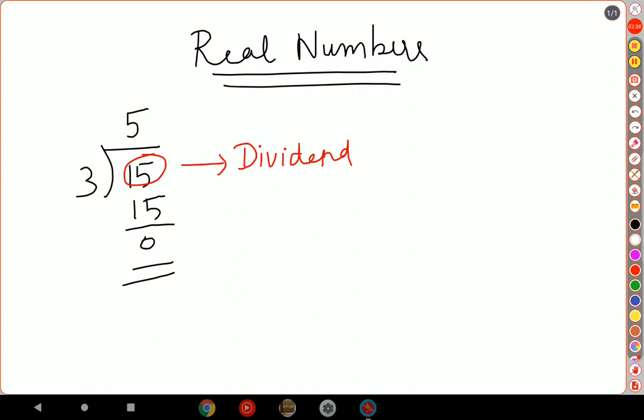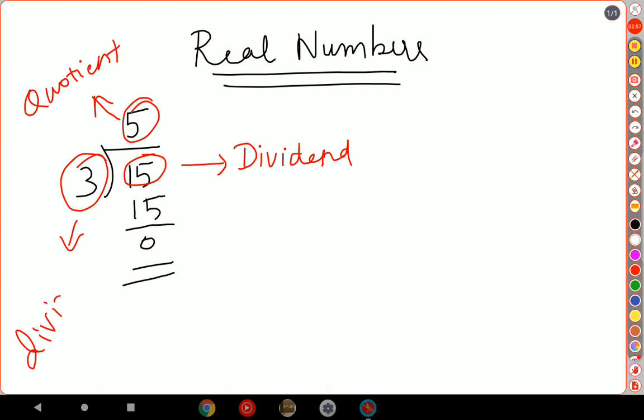What is this 5 called? This 5 is called quotient. I suggest you write down whenever I teach something so that it will be easy for you. What is this 3? The divisor. We have learnt it. Some won't remember all these simple things, they just know to divide. And what is this 0? This is the reminder. This is the reminder, but nothing is remaining. Only 0 is there.